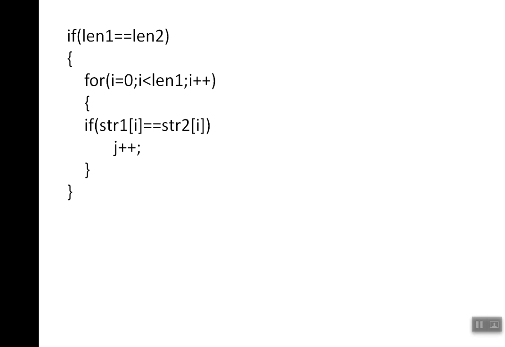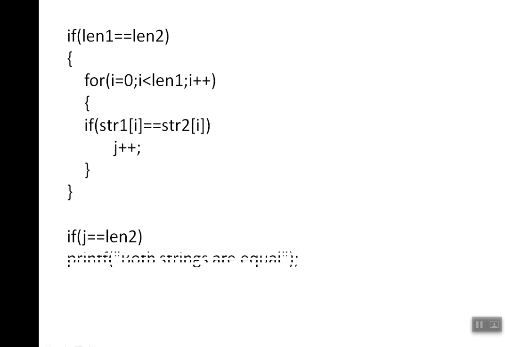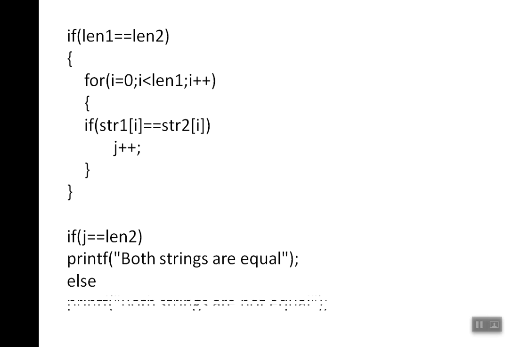So you will say that this string is equal when the length is equal to the number of characters matched. If j equal to len2, you know that len2 and len1 are same. So here you can use either len2 or len1. If j equal to len2, you can say that both the strings are equal. Else you can say that the strings are not equal.